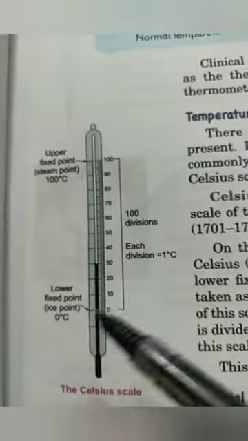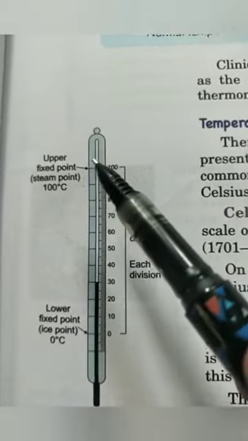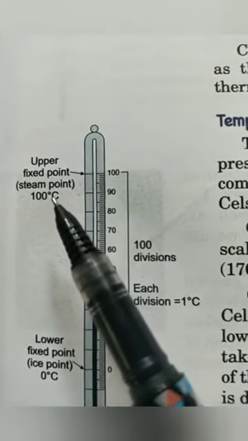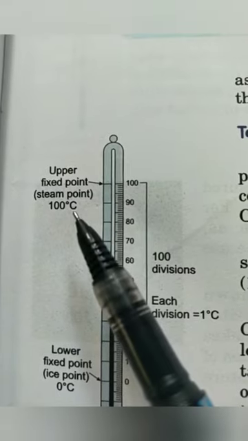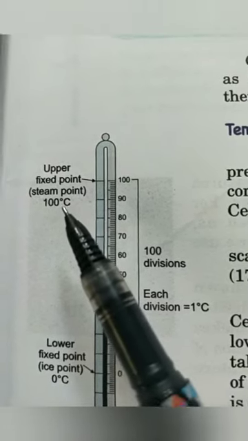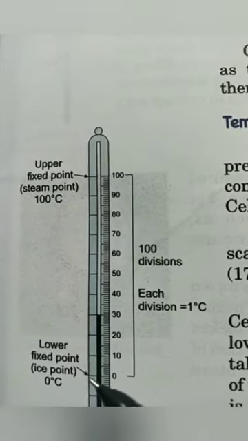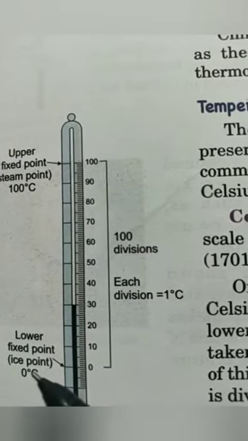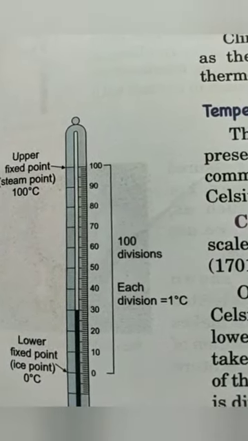The lower fixed point is called minima and the upper fixed point is called maxima. You can see in this diagram, this is a Celsius scale. The upper or higher point which we were stating is called the upper fixed point. It is also known as the steam point. Water changes into water vapor at 100 degree Celsius and the lower point is 0 degree. It is called the lower fixed point, or 0 degree C, or the ice point.